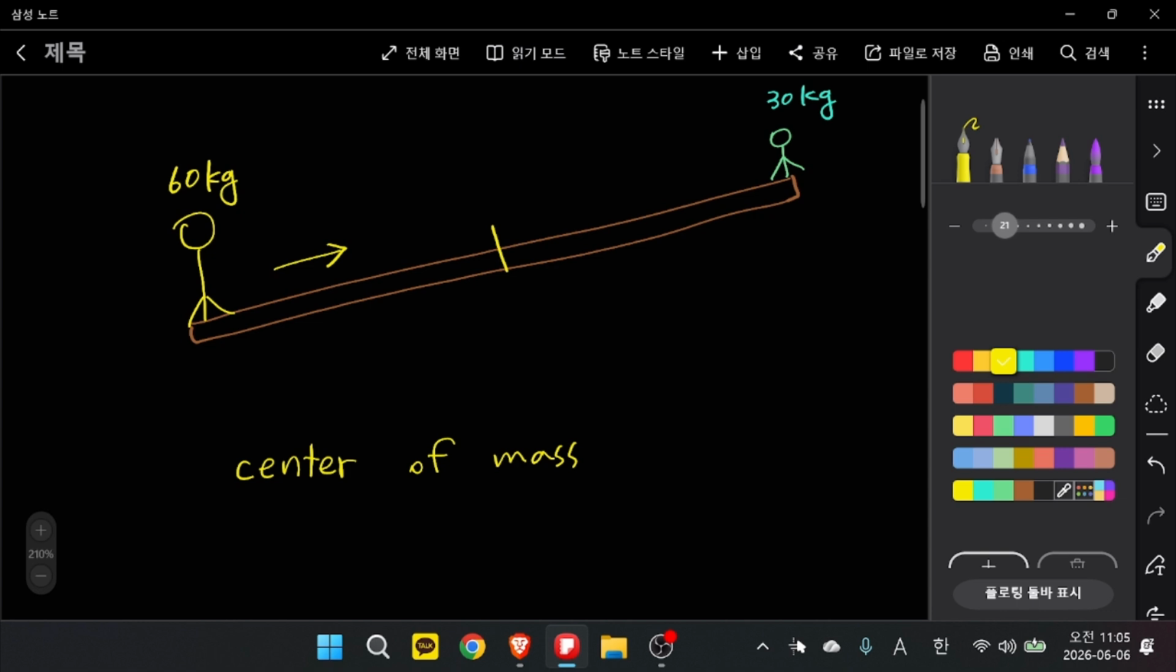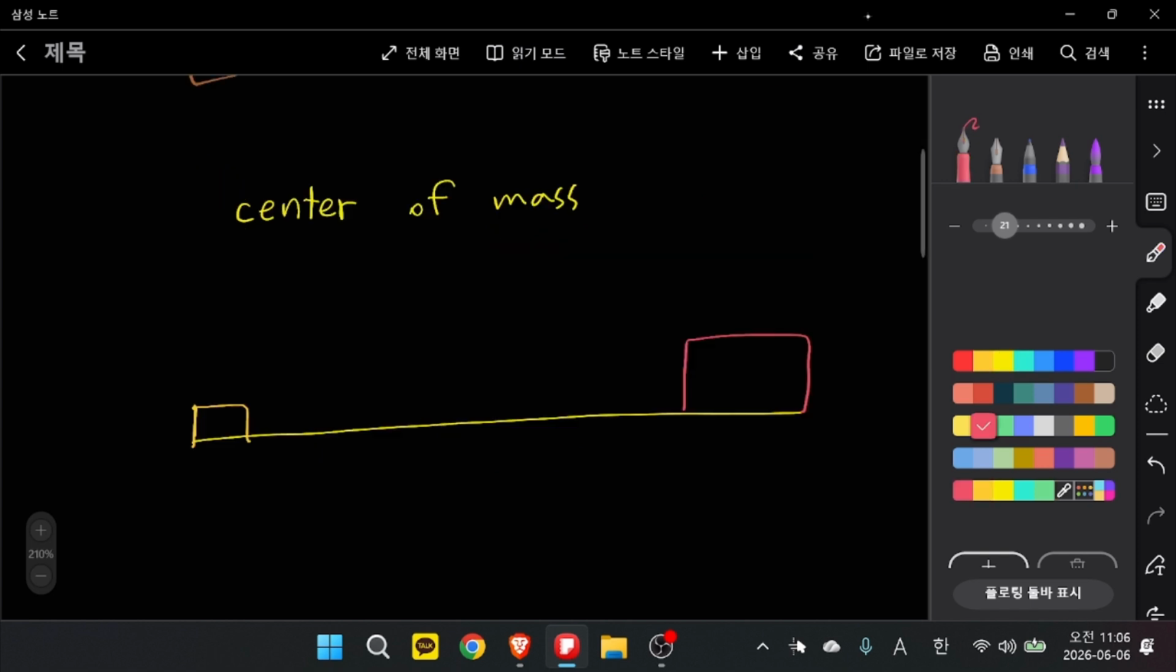The center of mass is the balance point of a system. If one object is heavier than the other, the center of mass will be closer to the heavier object. To calculate the center of mass of two objects on a line, we use this formula.